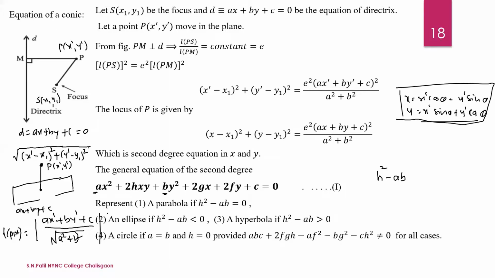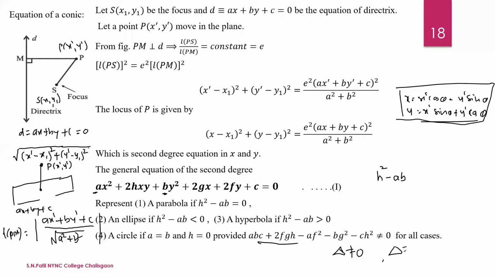That is, the equation is ax square plus twice hxy plus by square plus twice gx plus twice fy plus c is equal to 0. This is the general equation of the second degree, which represents the conic. Now here we just discuss the condition for parabola, ellipse, hyperbola, and circle, provided abc plus twice fgh minus af square minus bg square minus ch square is non-zero. Suppose this value is delta, it should be non-zero.